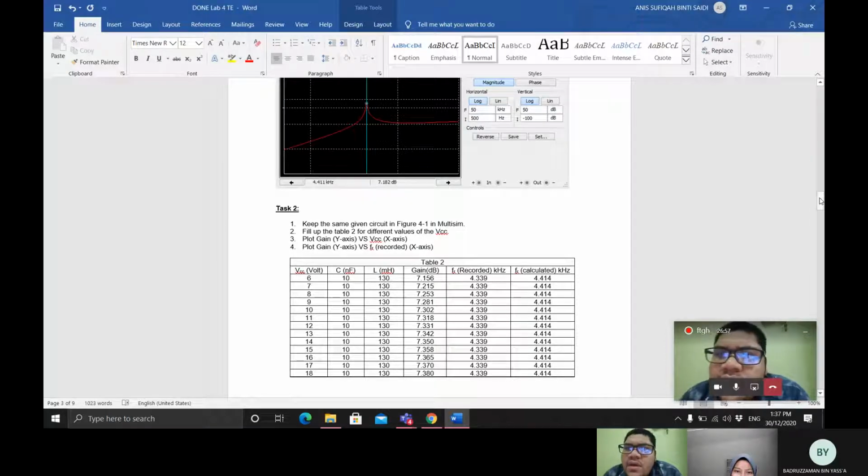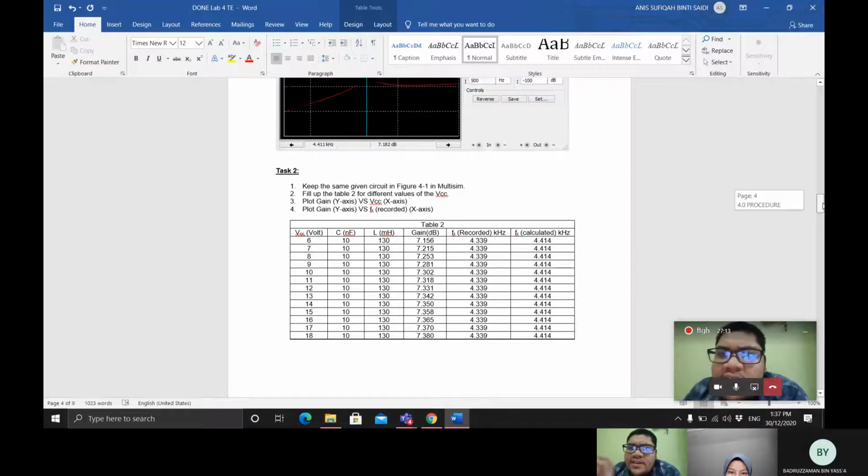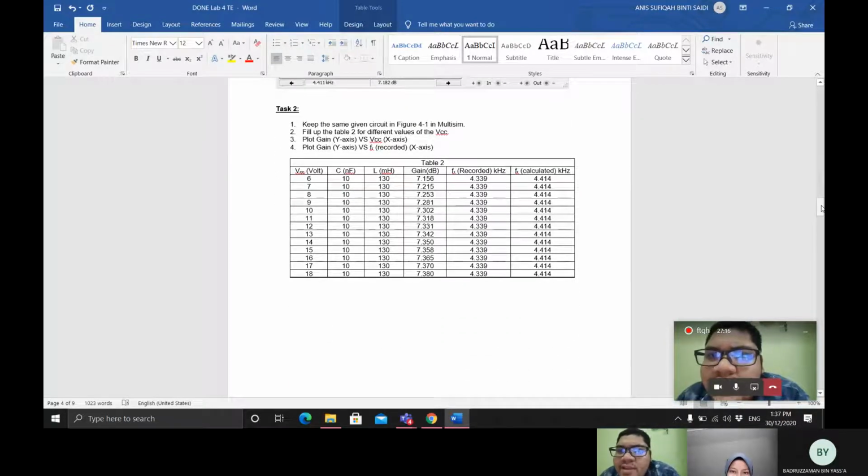Okay, task 2, the same as the previous task. After we construct the circuit, we fill down the result. But in this task, we must change the value of voltage. You can see the voltage goes from 6 and increases until 18. After we increase it, we get the data, fill it in the table, and do the graph and show the graph.